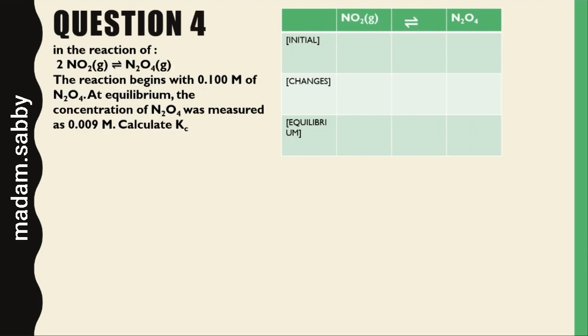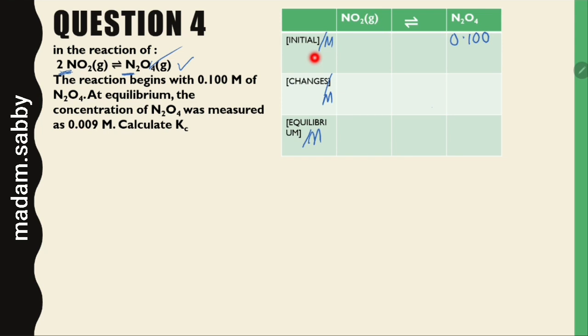Okay, and so let's try a different question. Question 4. In the reaction, you are given this chemical equilibrium: 2 moles of NO2 producing N2O4. So 2 atoms of N on the left side and 2 atoms of N on the right side, so N is balanced. For oxygen, 4 atoms on the left and 4 oxygen atoms on the right. So definitely a balanced equation. The reaction begins with 0.100 molar of N2O4.